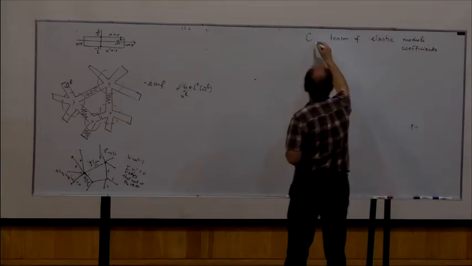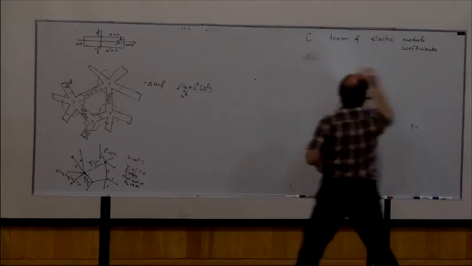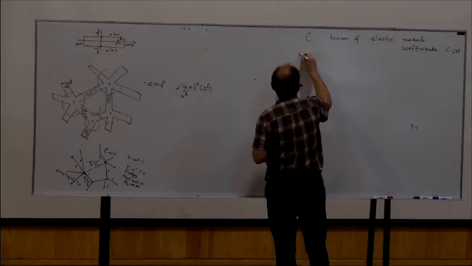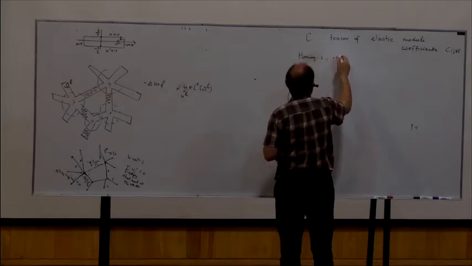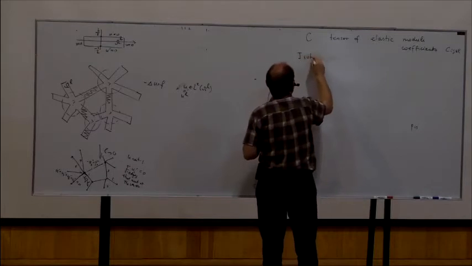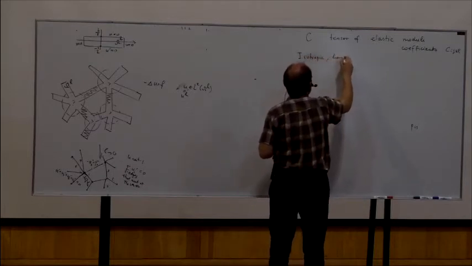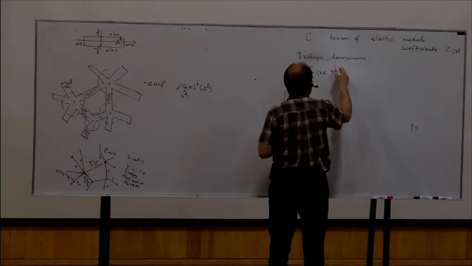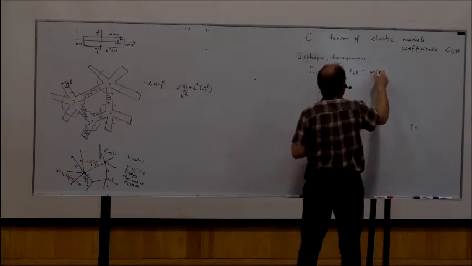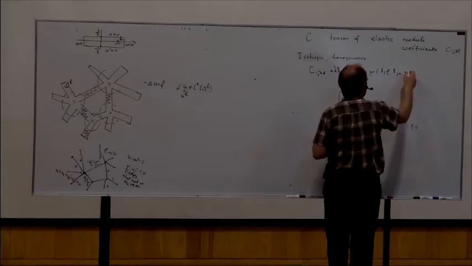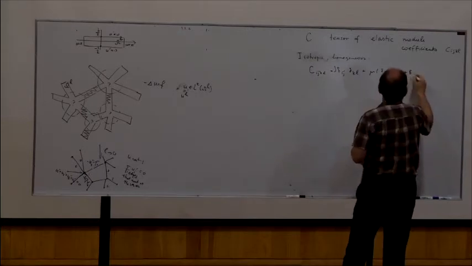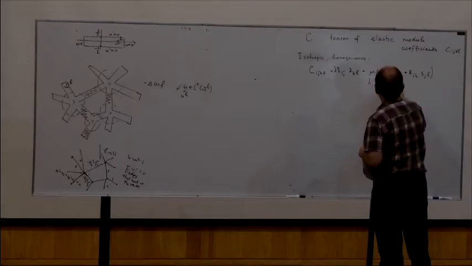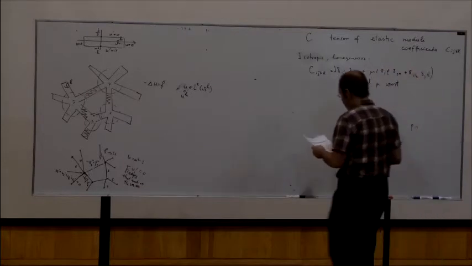Okay, so Cijkl, for the isotropic, or rather I should say isotropic first and then homogeneous, Cijkl equals lambda delta ij delta kl plus mu delta il delta jk plus delta ik delta jl, where lambda and mu are constant.